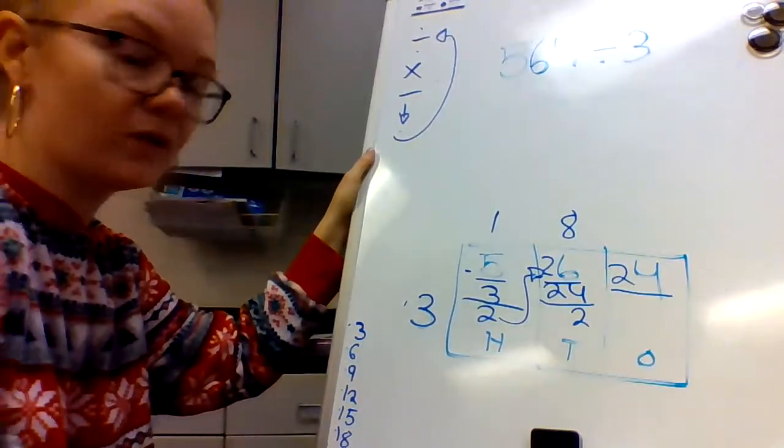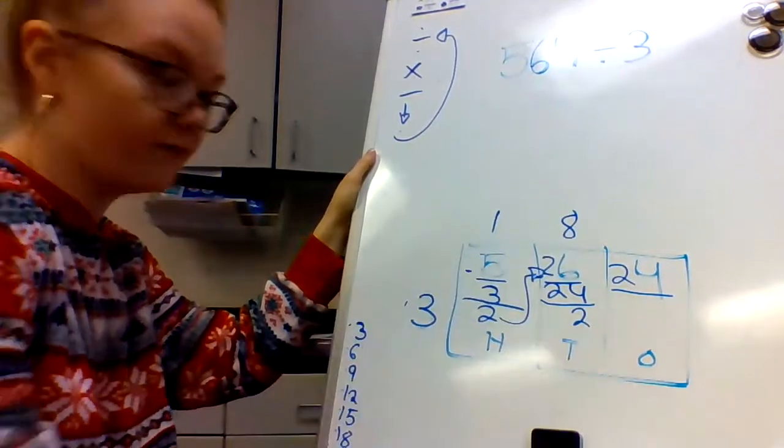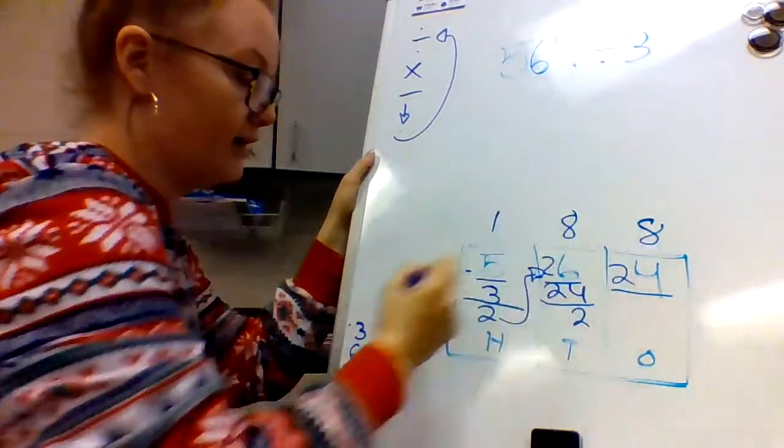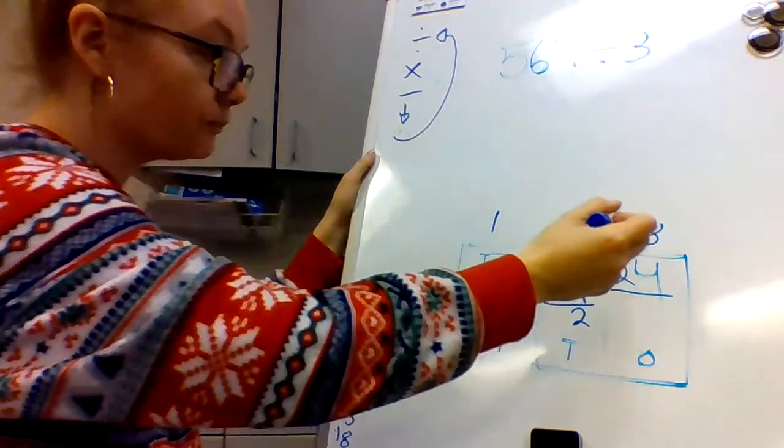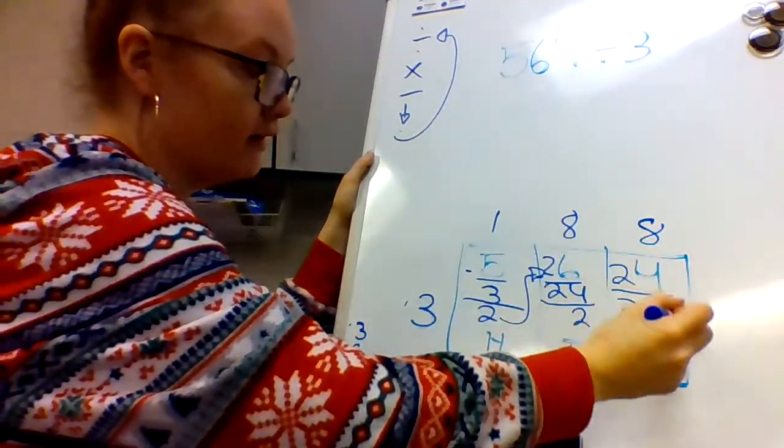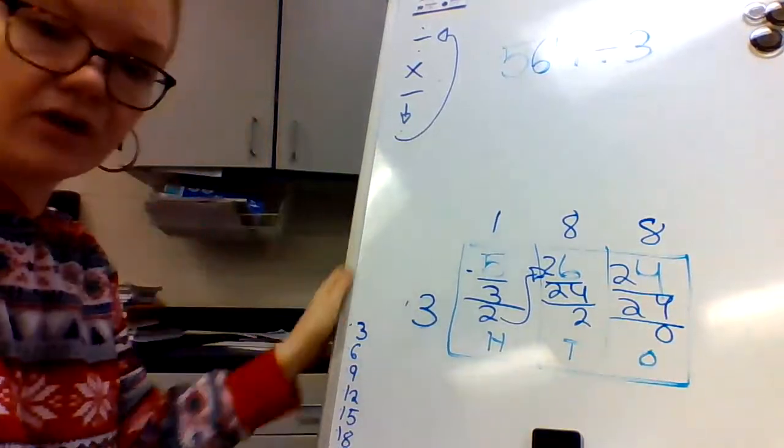Start over. Well, guess what? I just said that 3 times 8 is 24. So I can divide and say 3 times 8 is 24. So I multiplied. Now I subtract, and I have no remainder.